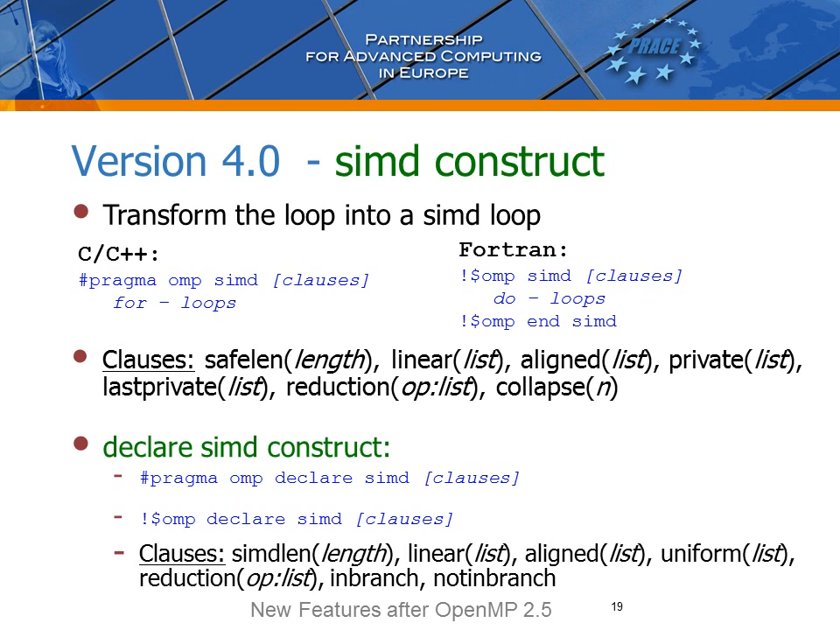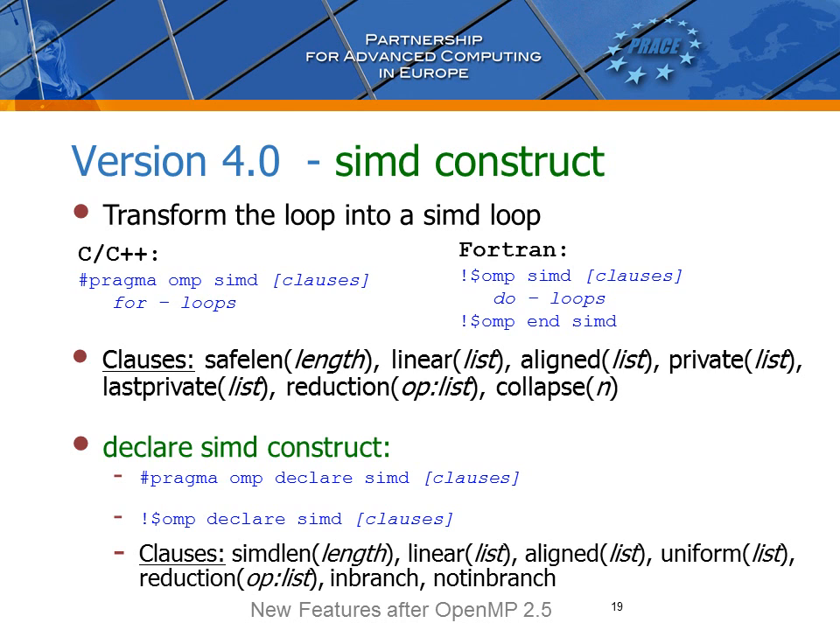If more than one loop is associated with the SIMD construct, then the iterations of all associated loops are collapsed into one larger iteration space that is then executed with SIMD instructions. Clauses of the SIMD construct are safelen, linear, aligned, private, lastprivate, reduction, and collapse. They control how loop iterations are partitioned.